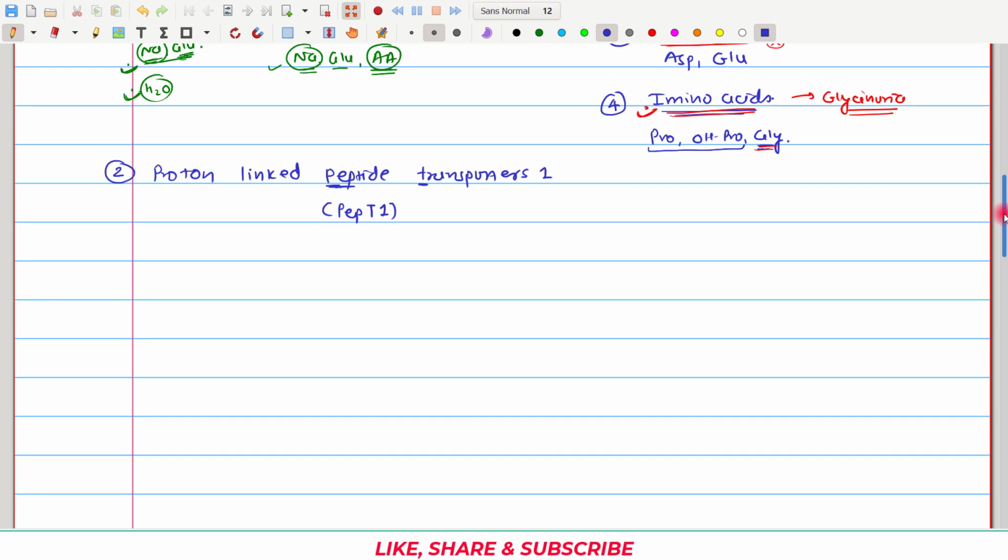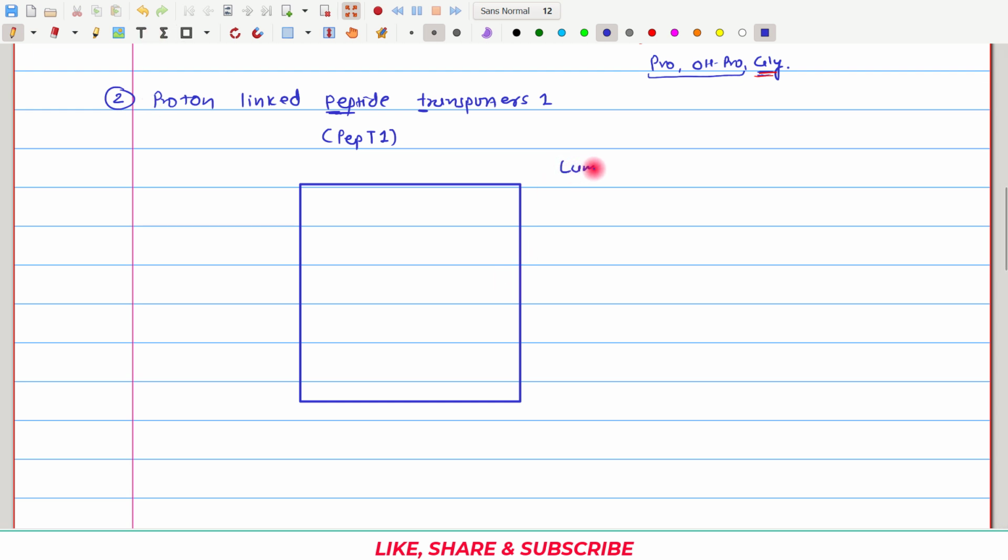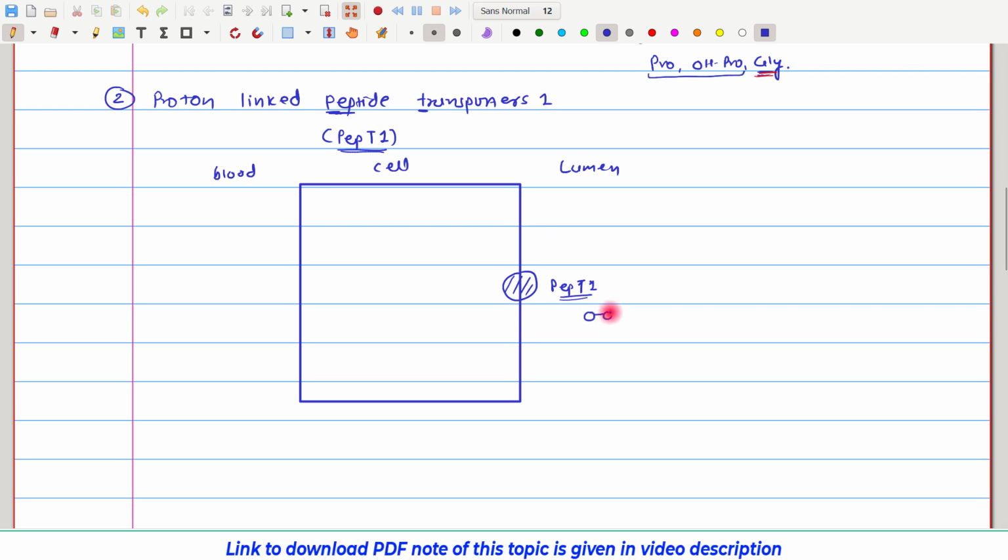Now, to understand this mechanism, suppose this is the intestinal cell, and on this side we have a lumen, this side blood, and this is the cell. On this apical cell membrane, there is this peptide transporter 1, PEPT1. Now, what does this peptide transporter do? It transports dipeptides and tripeptides.